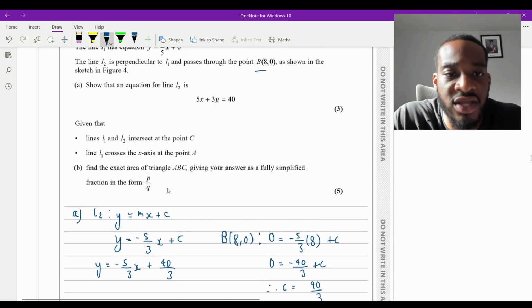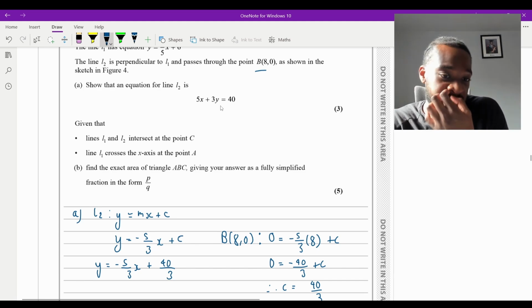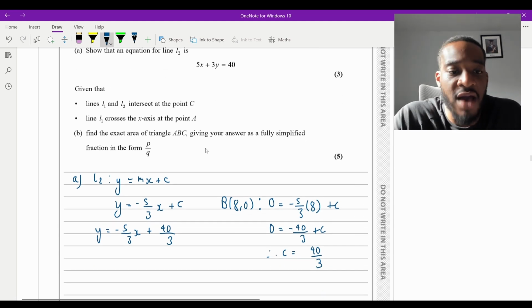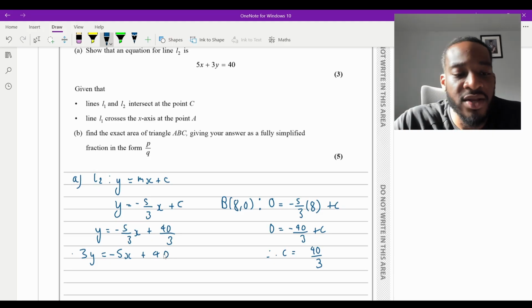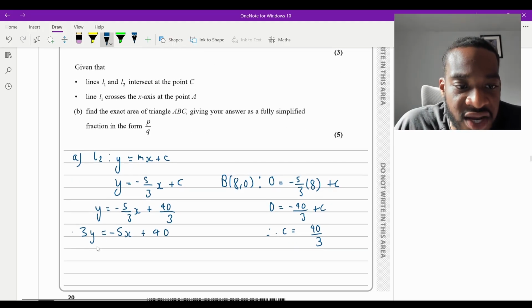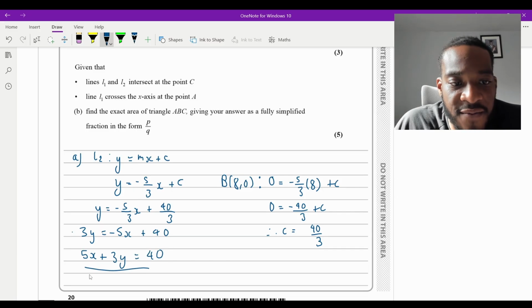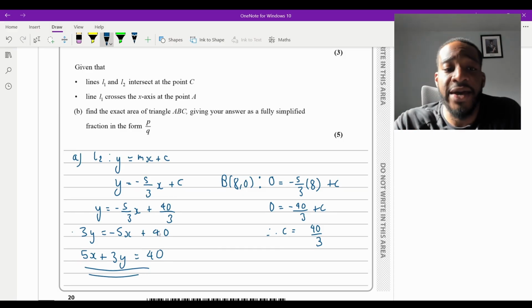Now, that's not the form that they wanted it in. They wanted it with integers as coefficients. So we need to times by 3. So we're going to have 3y is equal to minus 5x plus 40 if I times everything by 3. And then obviously that means we can move the minus 5x over to the left. So it becomes 5x plus 3y is equal to 40 as required. And that will give us the 3 marks for part A.